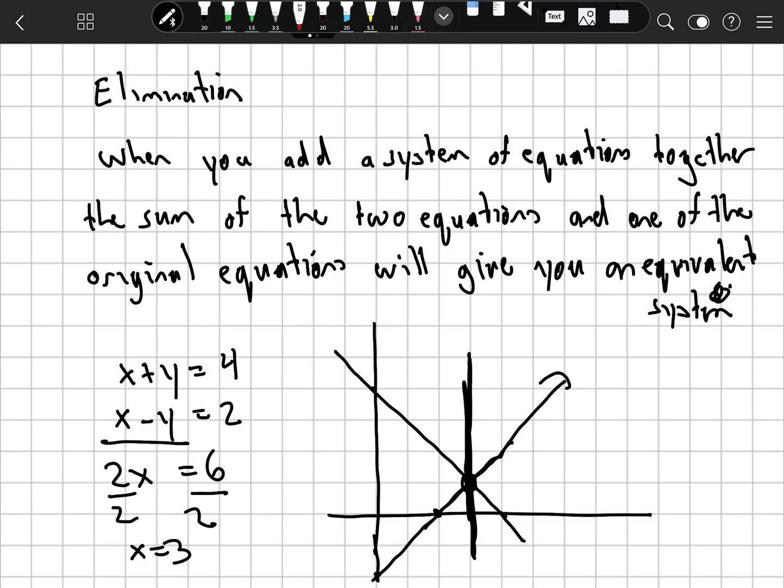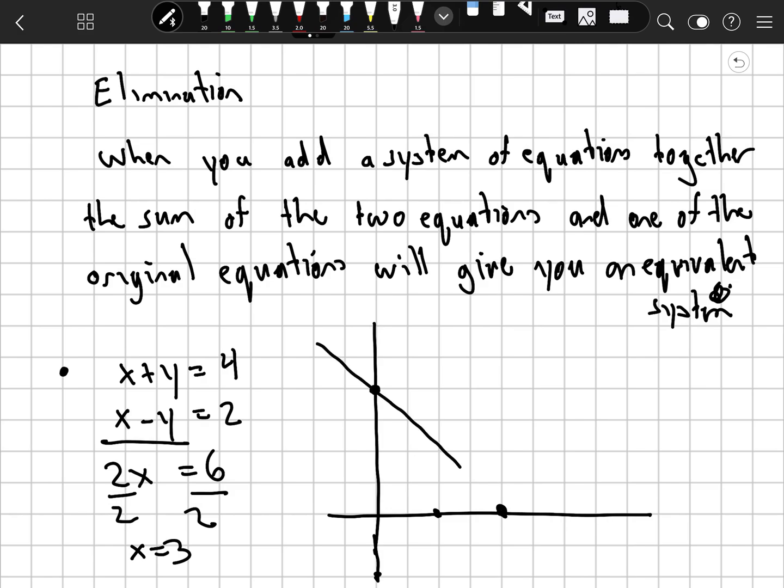Let me try and explain this. And I'm going to erase a little bit of what I've got here so you can see it as we do it. Okay, let's start with x plus y equals 4. Well, I would probably just put some x and y intercepts there. So when x is 0, y is 4. And when y is 0, x is 4. And so you have an equation that kind of goes like this right there. That's x plus y equals 4.